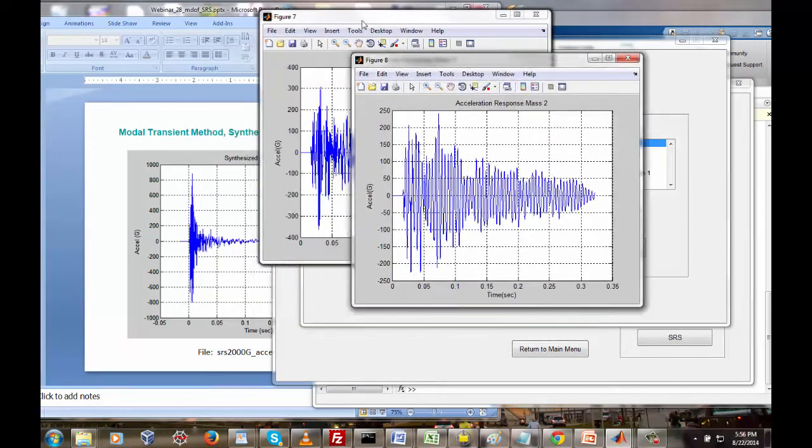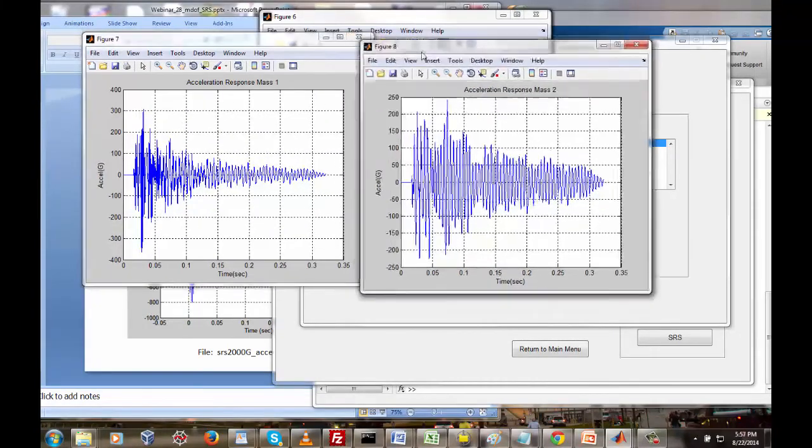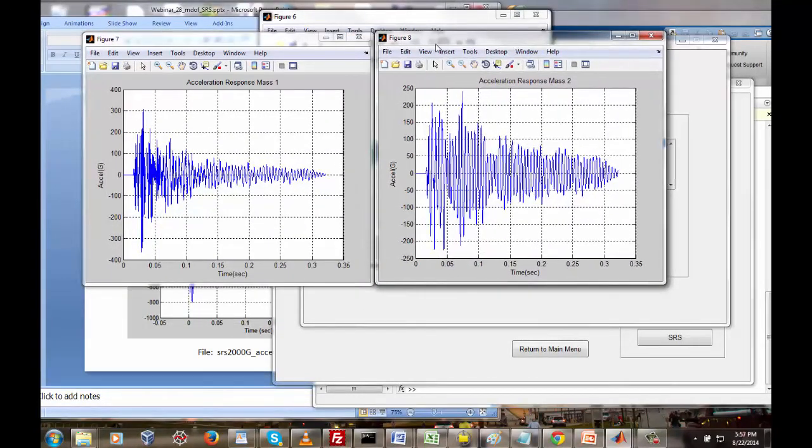So let's just take a look at our accelerations here. What we have here is a combination of things. On the left we have mass 1, that's the lower of the two masses, or you could call that the base plate. Then we have the acceleration response for mass 2, which we could say is the avionics component. And these are actually to different scales, so it looks like mass 1 is getting a higher response level than is mass 2. So that's part of the benefit of that two-stage isolation.